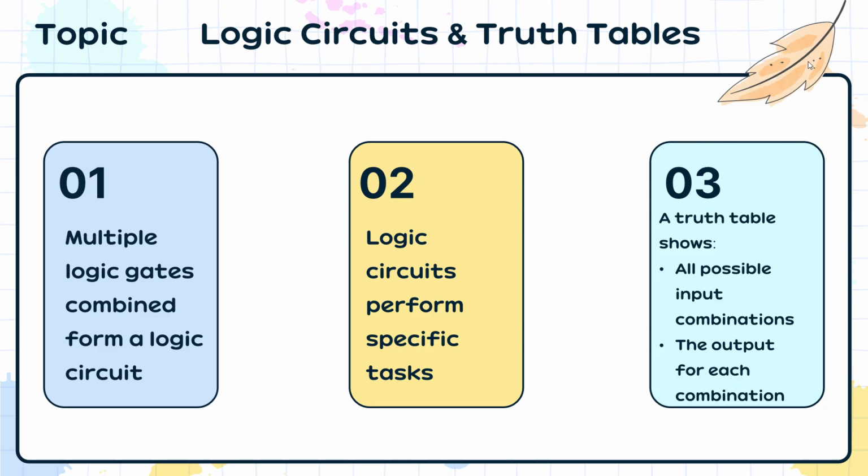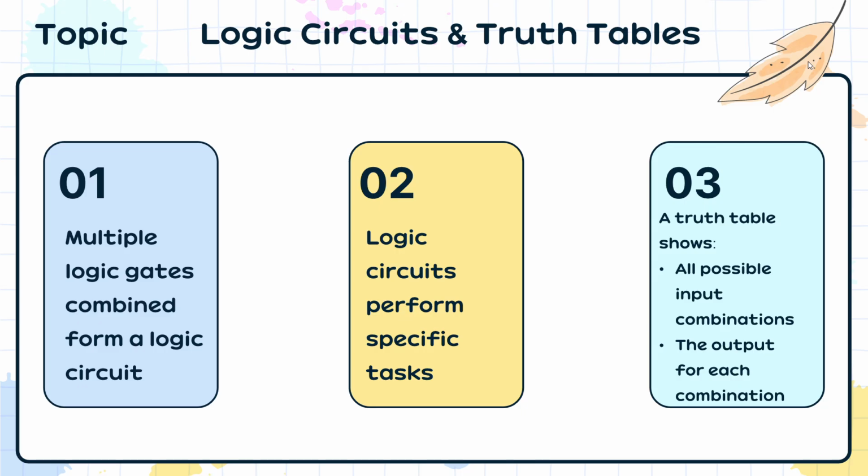Now let's talk about logic gates. Logic gates are small electronic circuits. They take inputs in the form of 0 or 1, and produce one output which is also 0 or 1. Each logic gate follows a specific rule. When we connect multiple logic gates together, they form a logic circuit. Logic circuits are used to perform specific tasks, such as making decisions, checking conditions, and controlling systems inside a computer.